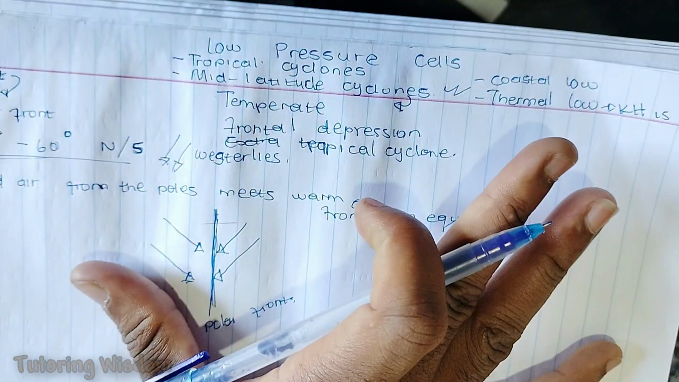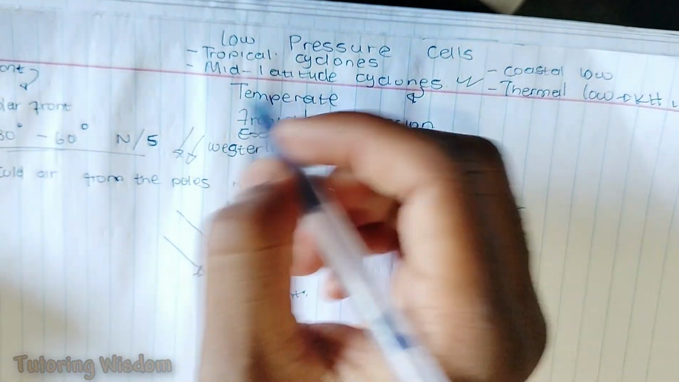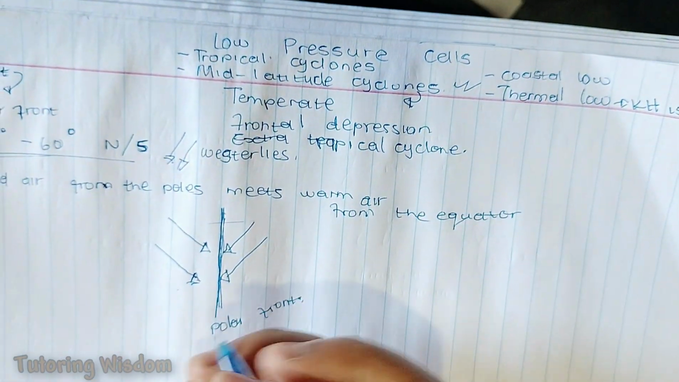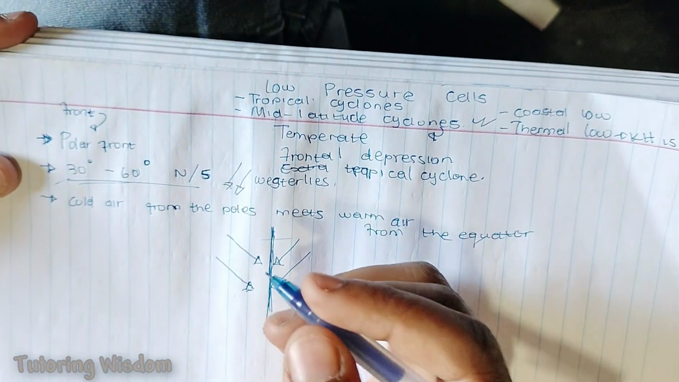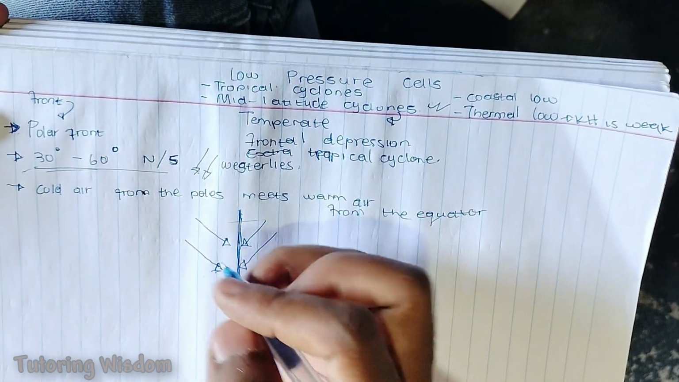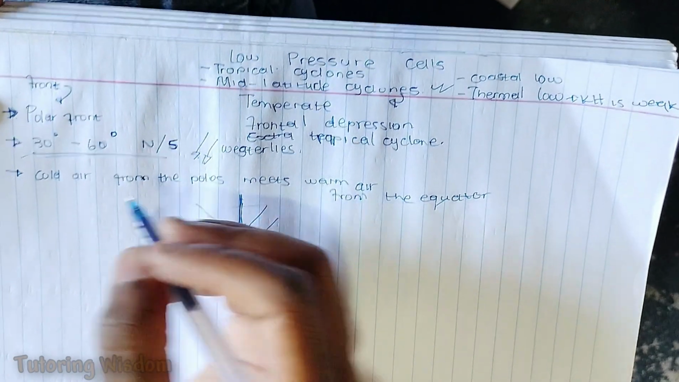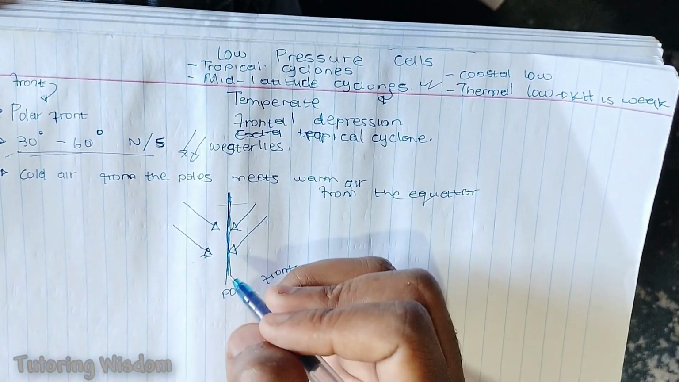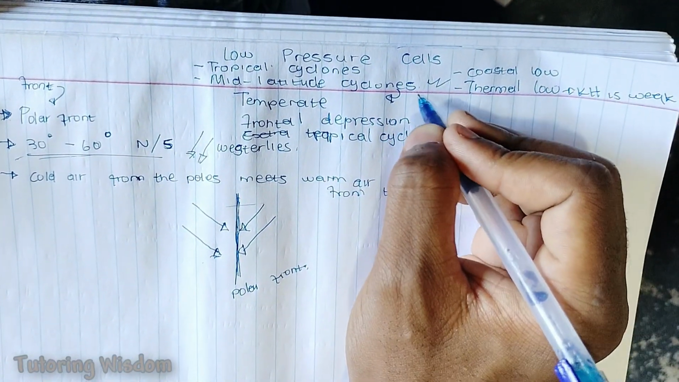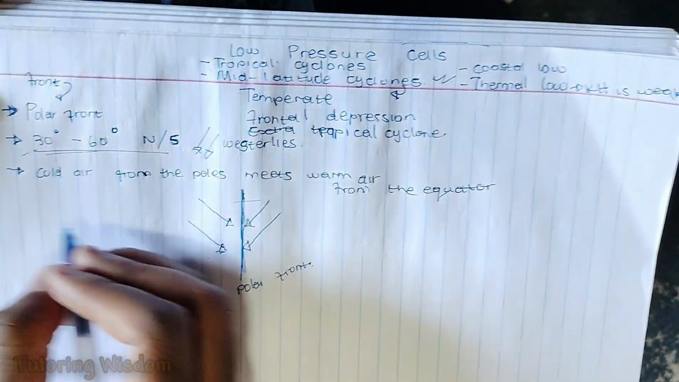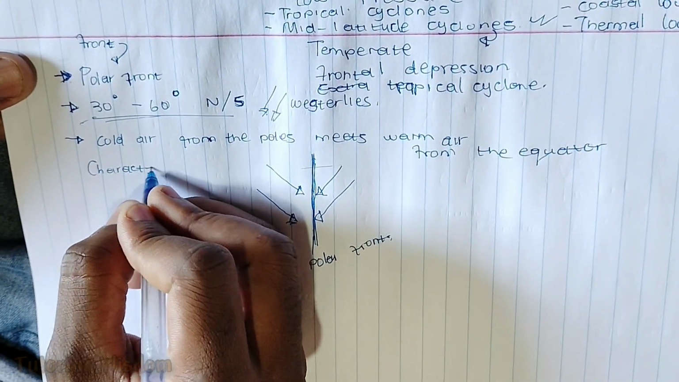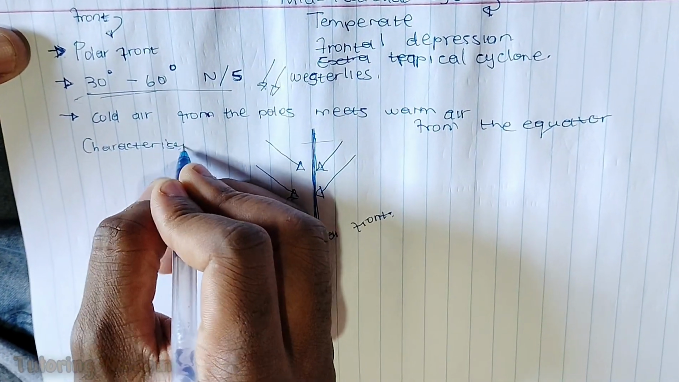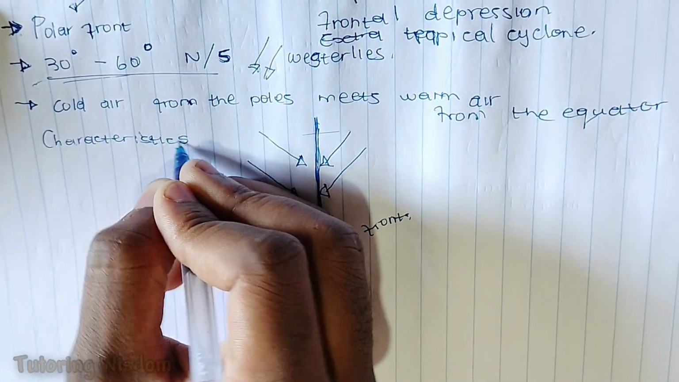Now every time you are dealing with low pressure cells and high pressure cells, you have to know the areas of formation. You also have to know the conditions necessary for formation, which is what we are going to be looking at now. But first, I'd like us to start with the characteristics of a mid-latitude cyclone. I'll put them as short as possible and explain.